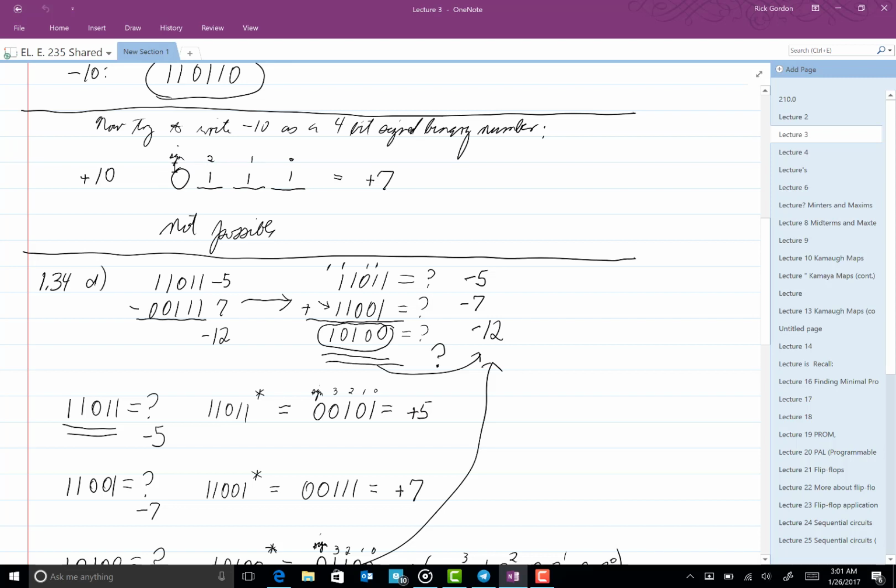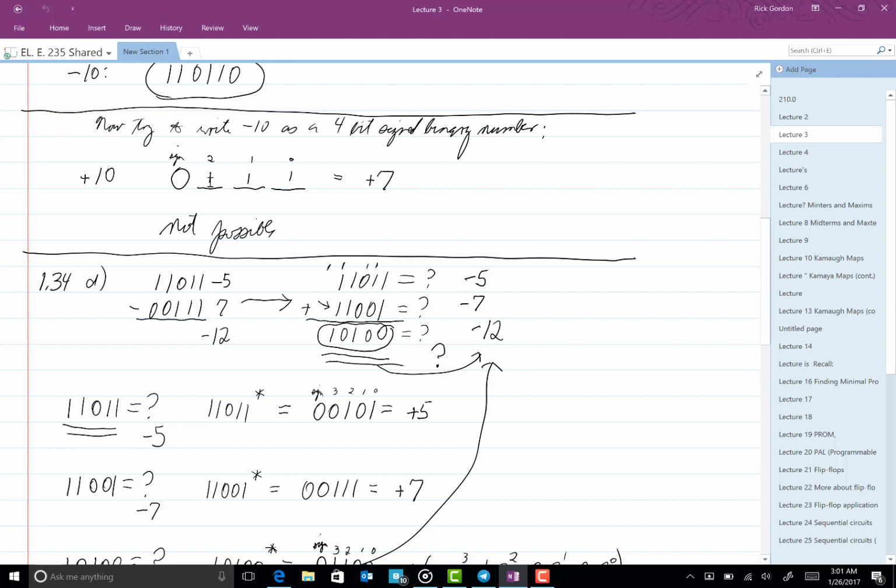And now we will proceed just as we have before. So we look first at this position just to the right of the sign bit, and that is 2 squared, which is 4. And notice there are 2 4s in 10. So we would need to have a 2 here.